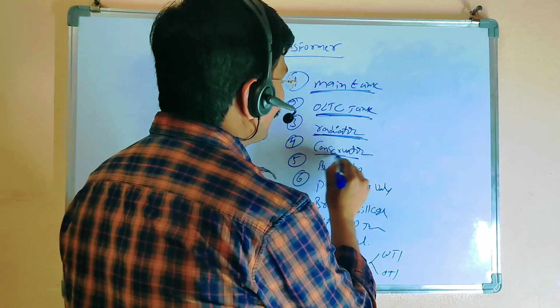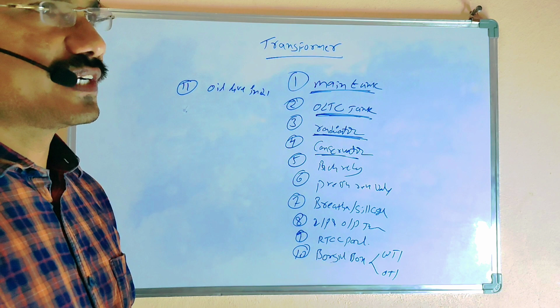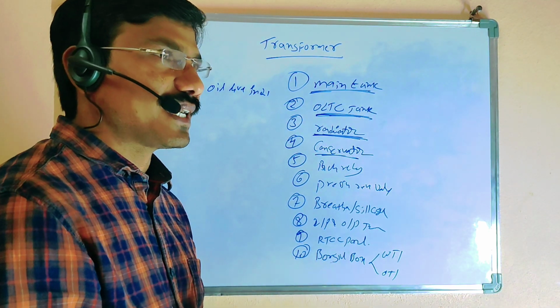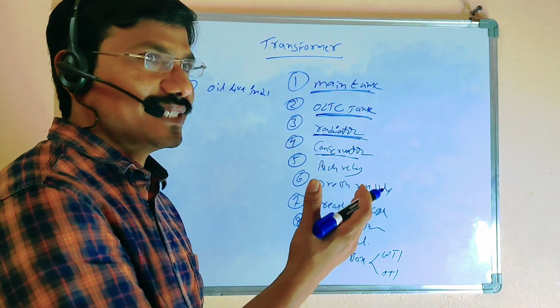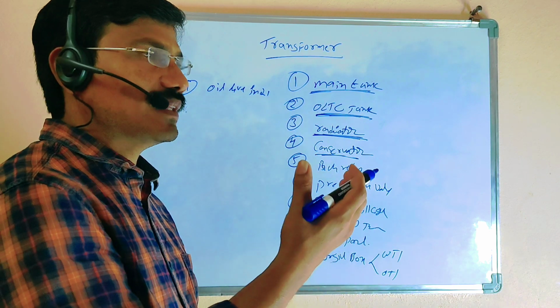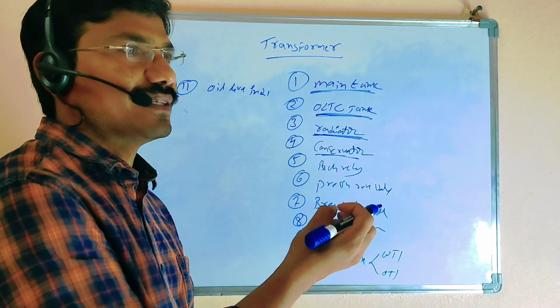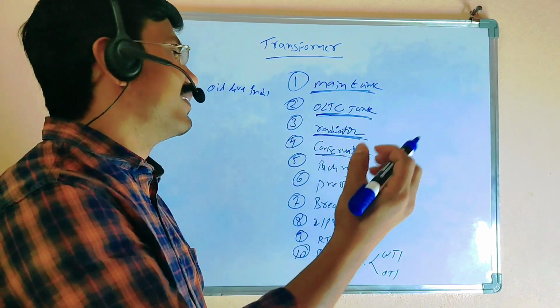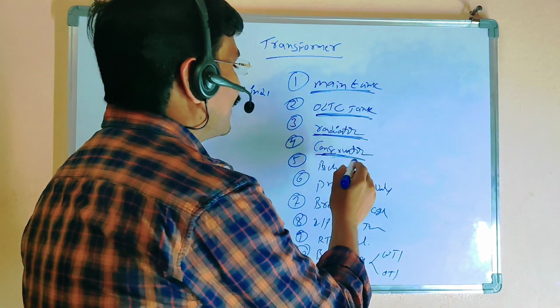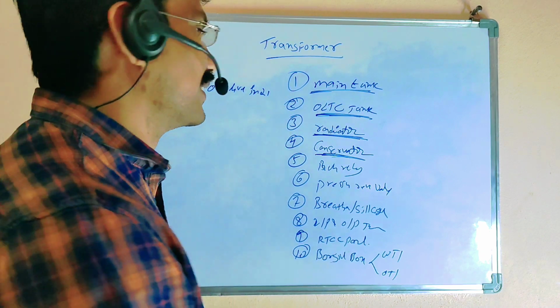Next, if you go for the conservator, the use of the conservator is this: when the transformer load is low, the oil is available in the main tank. When the load is increasing, the excess oil is available in that conservator only. That purpose only we are using the conservator.